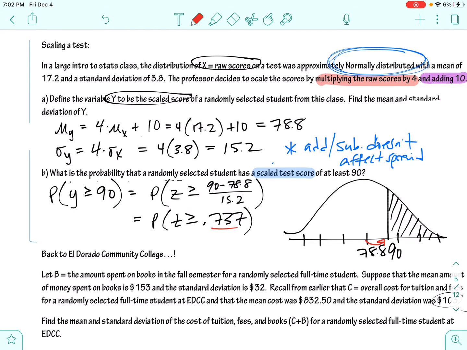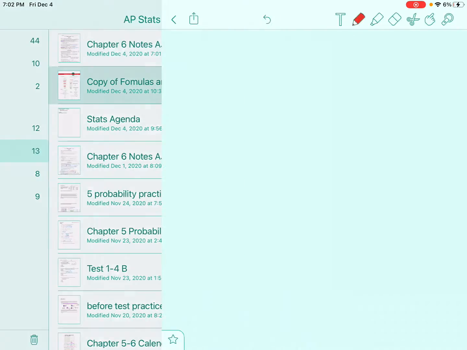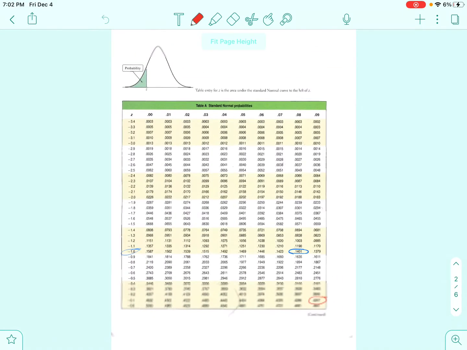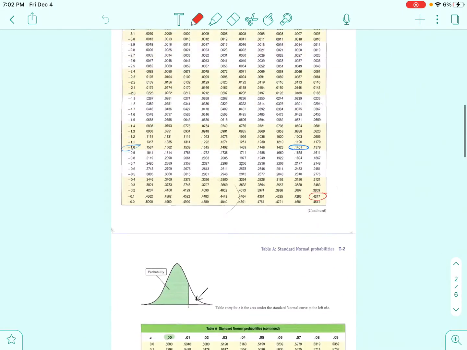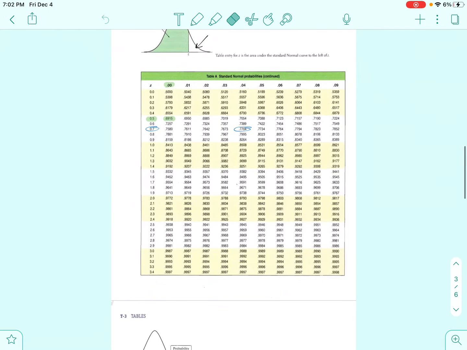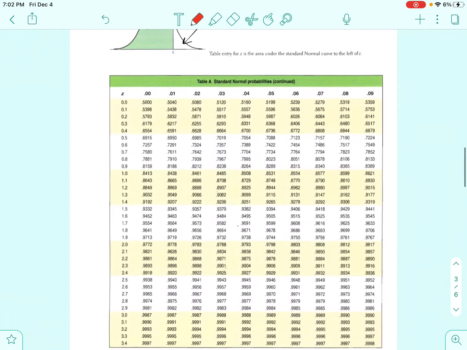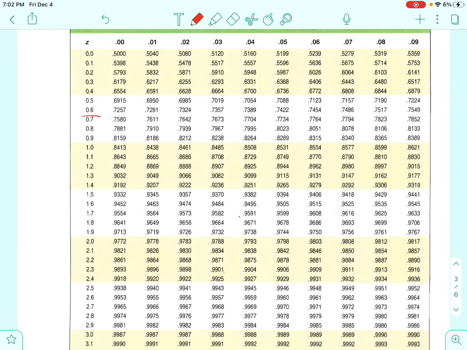So what's the shaded area? Let's go back into table A really quick. Remember, table A has all those z-scores. The first page is negative z-scores and the second page is positive z-scores. And I've kind of written on this a little bit, but we're looking up the z-score, which was 0.737 or 0.74. So 0.74 tells me here is my shaded area, 0.7704.